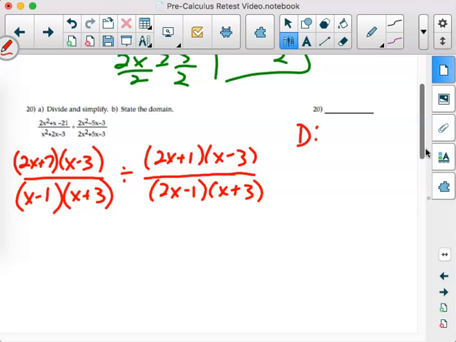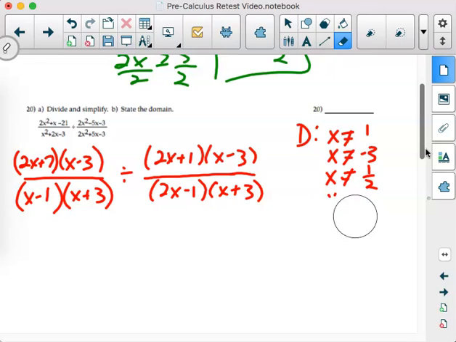and I can come over here and list those restrictions on the domain. X can't be 1, x can't be negative 3, x can't be 1/2, x can't be negative 3. Oh, I already have that one up there, so I don't need to list that one again. But now I flip it, and I'm going to see some changes to my domain.